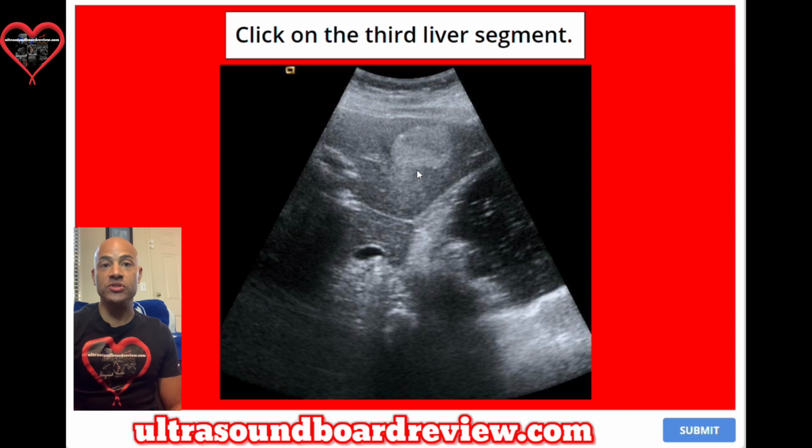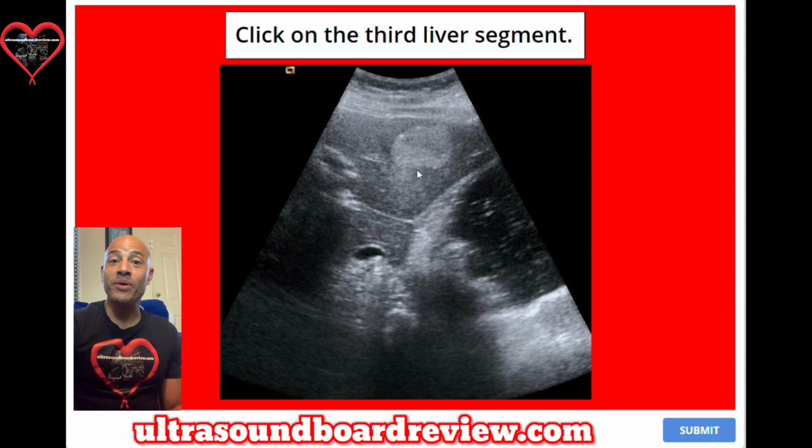And sometimes those questions you see later on down the test will answer your previous question, because the previous question was asking which segment is this tumor in? And if you knew that question, you'll know this question. The liver segment is right here.